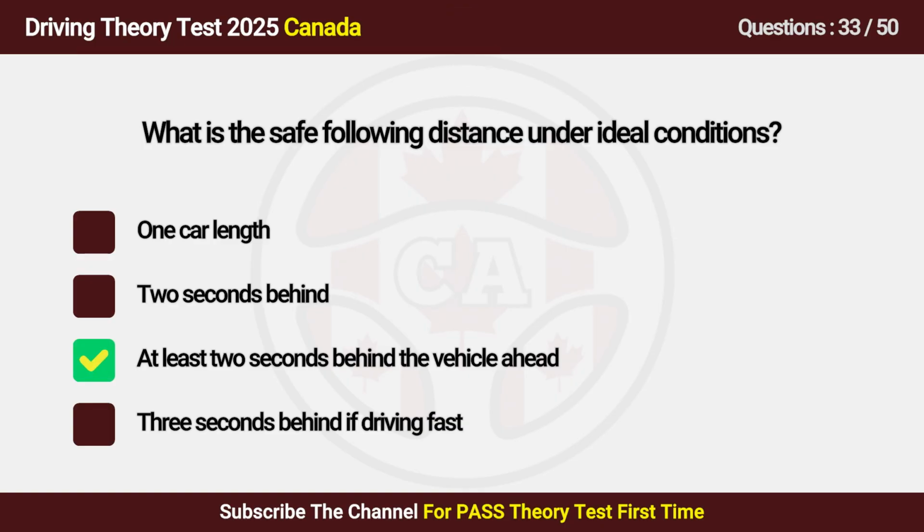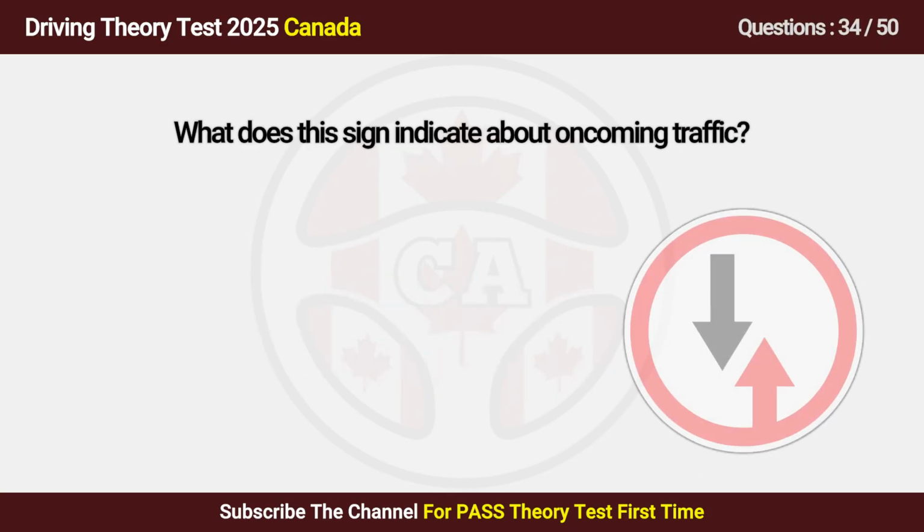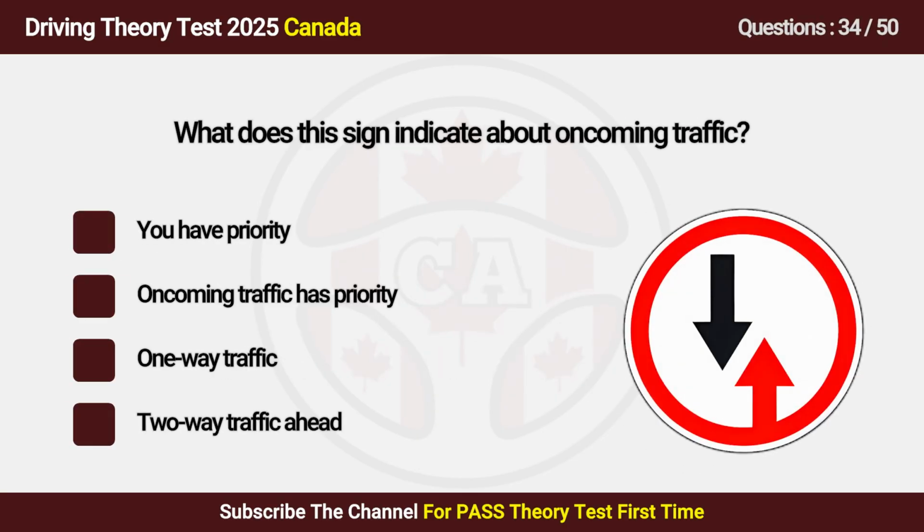Answer is C. At least 2 seconds behind the vehicle ahead. Under ideal driving conditions, maintain at least a 2-second following distance. Increase this distance in poor weather, heavy traffic, or when following large vehicles. Question 34. What does this sign indicate about oncoming traffic?